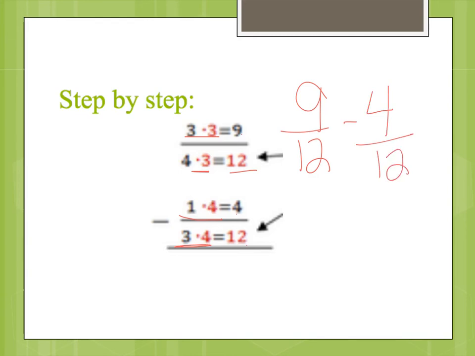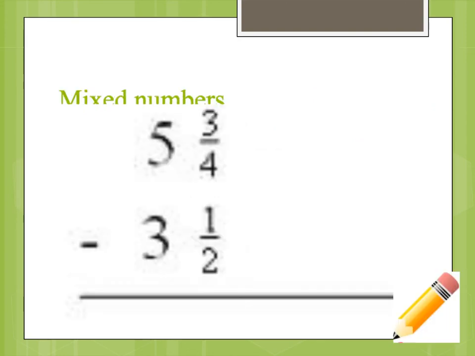Both of these have the same denominator, which means I can subtract. Okay, 9 minus 4 is 5. 5/12. Well, let's think about it. Can I simplify this problem? Is there anything I could divide 5 and 12 by to get them smaller? No, I don't think so. I can't divide 5 by anything to get it smaller. So that means that this is the simplest form, 5/12.